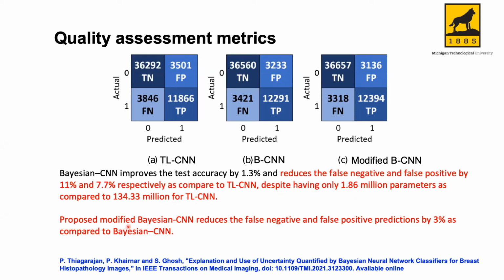And the modified Bayesian CNN that we propose reduces the false negative and false positive predictions by even 3% compared to Bayesian CNN. So the modified Bayesian CNN has some merit. The adaptive stochastic activation function that we used gives us at least 3% improvement by reducing the false positives and false negatives. And this result is reported, and all the details are published in this paper. If you want, you can take a look at it.